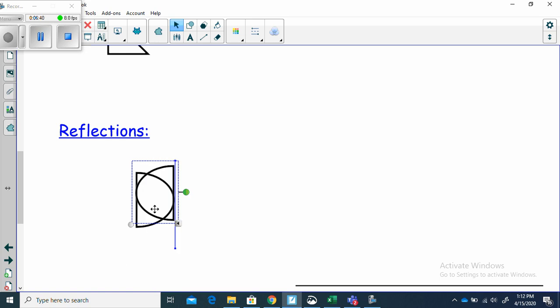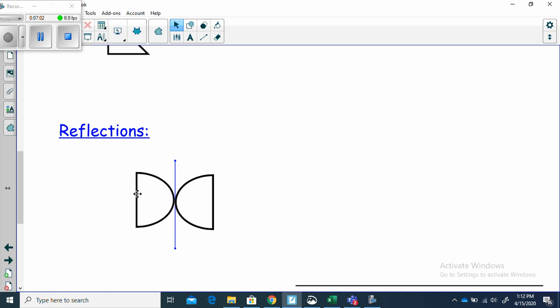All right. I flipped it over. Now let's take it and, oops. Now you can see what a reflection is.